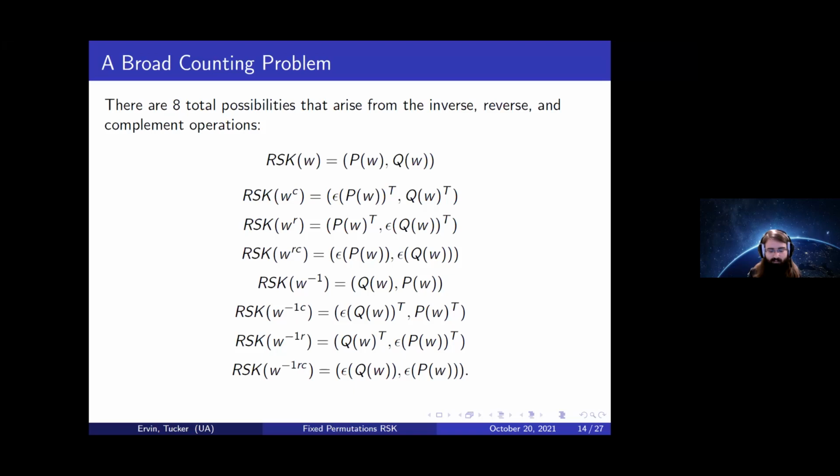So this kind of gives us a question of how many permutations satisfy Q(w) equals Q(w star), for star being one of these 8 operations. If star is the identity, then that's really easy. That's just all of them. But if it's one of the other 7, then what are we going to do?